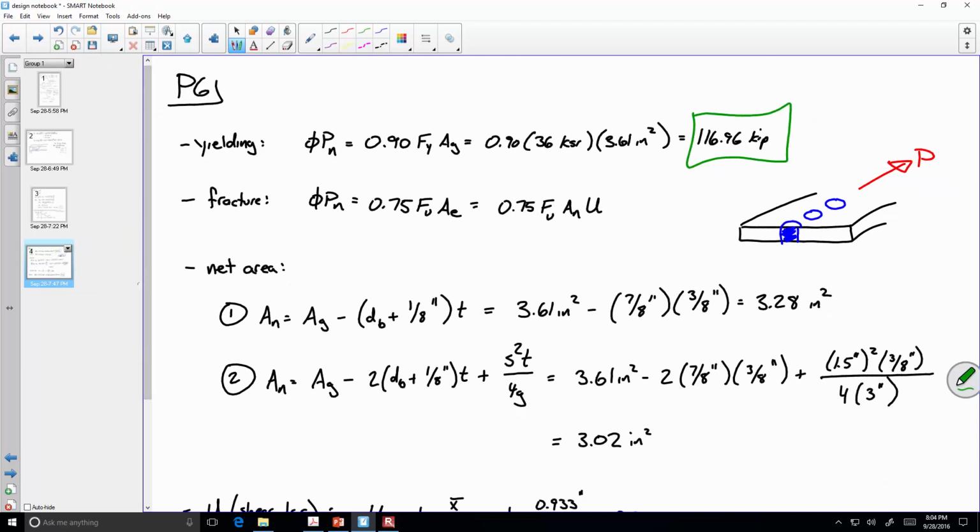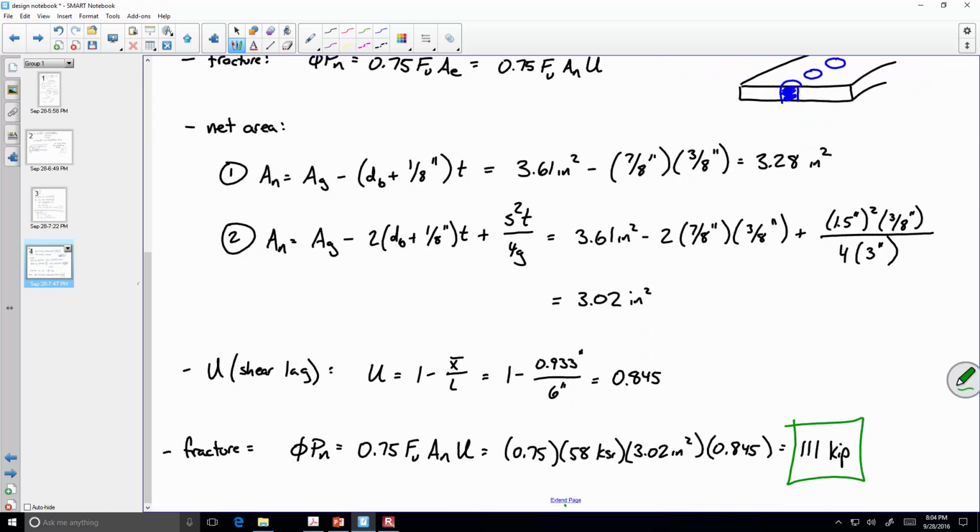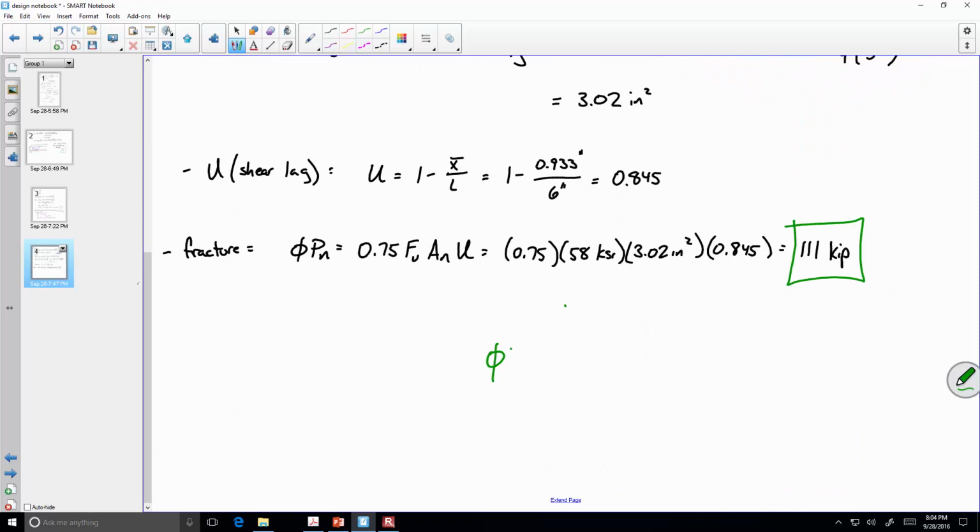So really, the actual capacity of this section, the V_n, would be 111. Now, when I did the problem, I got that the fracture capacity was a lot higher, so the answer ended up being the 116. So I apologize for any confusion there, but that's actually the answer. So you'd pick the one that's nearest to that. So I apologize for that. You'd pick the smallest, so that would be your answer.